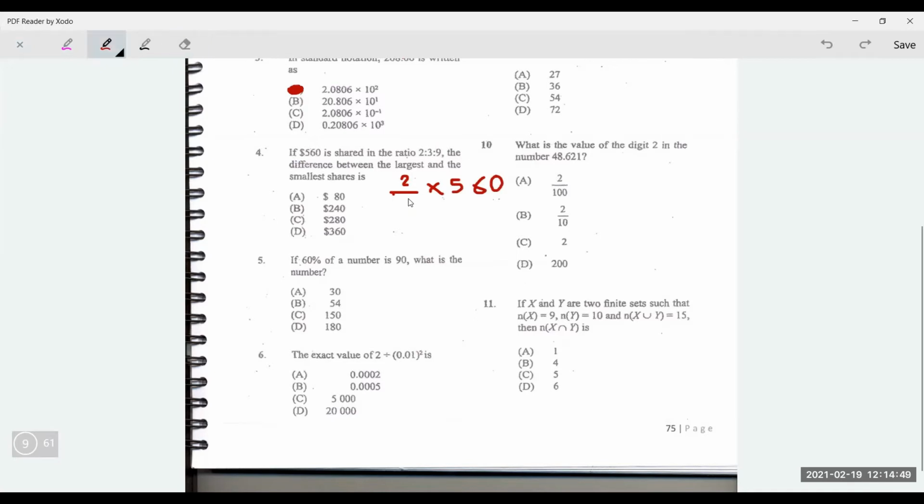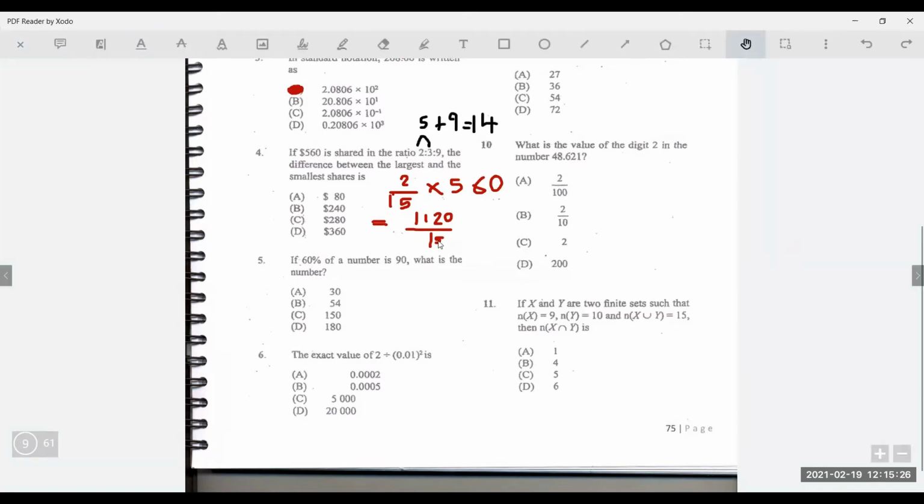So let's just say 2 times 560. We know that will give us 1,120, and that is divided by 15. All right, this is the smaller share. I'm going to leave it at that for now. And is it 15? Let me check again. 2 plus 3 is 5. 5 plus 9 is 14. So my apologies, we're actually dividing by 14. So this should not be 15 right here. Let's make some adjustments. This should be 14.